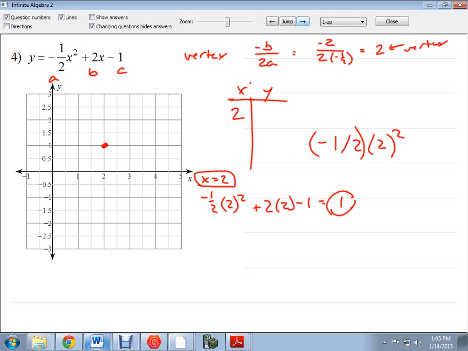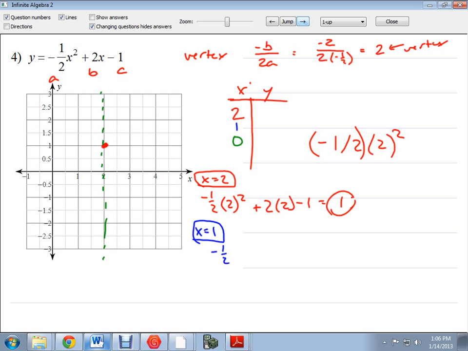I need 2 x values that are close to that. Do you want to use 3 and 4 or 0 and 1? All right, so 1 and 0 are the other x values that we're going to pick. Which one do you want to do first, 1 or 0? 1? X is equal to 1 comes next.